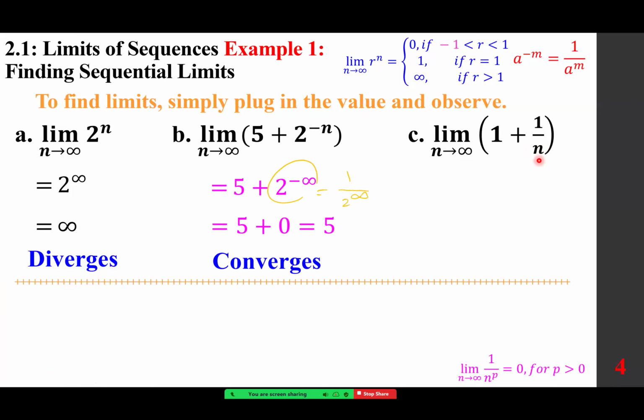For this one, just replace the n with infinity. A number, no matter how large it is, over infinity is 0, so they add up to 1. It therefore converges.